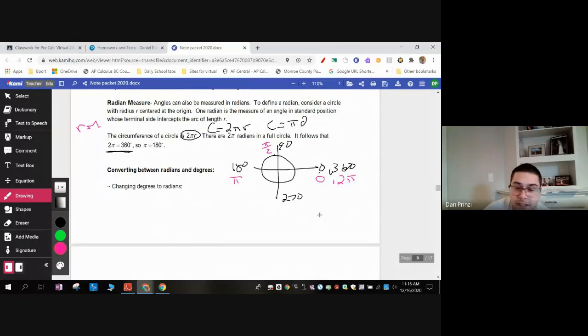And then 270 is between 180 and 360. It's between 1 and 2 pi. It's actually 1.5 pi, right? One writes it as 3 pi over 2. Okay? So those are the main ones you should know.